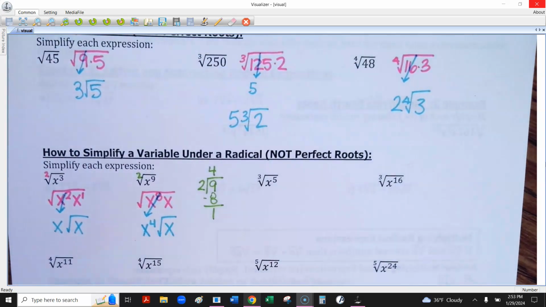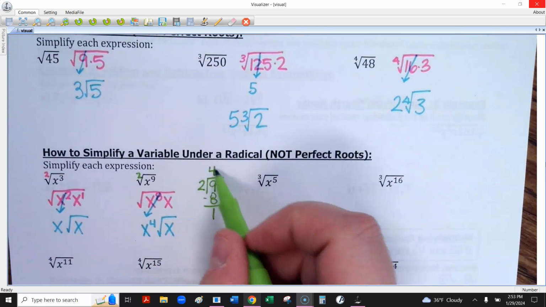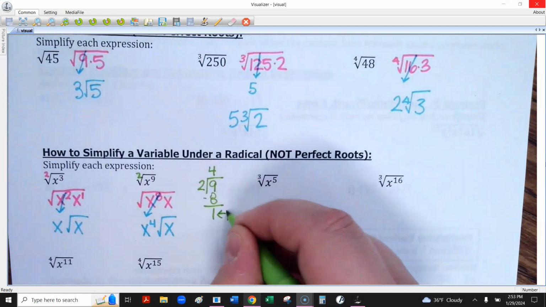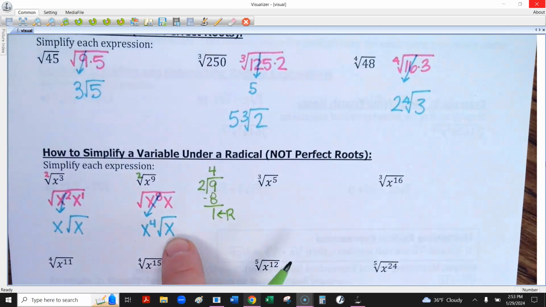If you have it that way, whatever goes in on the top, that's the power on the outside, and whatever the remainder is, that's how many x's would be left underneath. So this is x to the 4th with a remainder of 1. If you want to do it like that, I'll try that on a couple of questions.